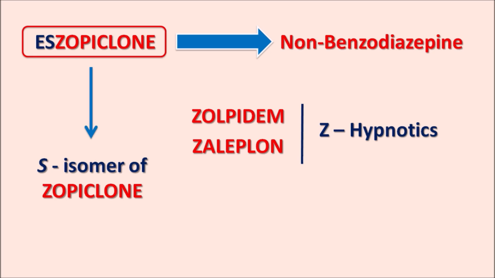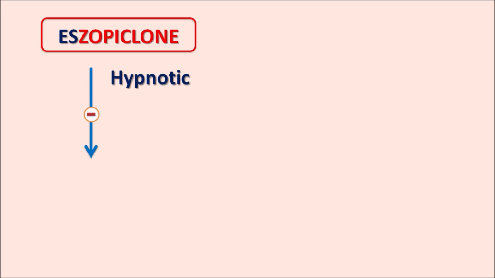So today in this video we are going to discuss S-Zopiclone: how this drug acts, what the important precautions, contraindications, drug interactions, side effects, and clinical use of this drug are. S-Zopiclone is particularly used to control insomnia. It is used as a hypnotic and it can reduce insomnia in patients.